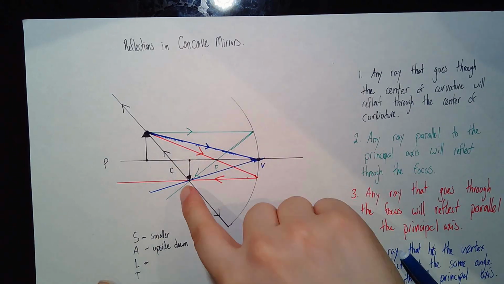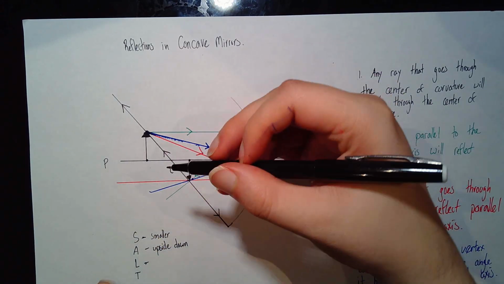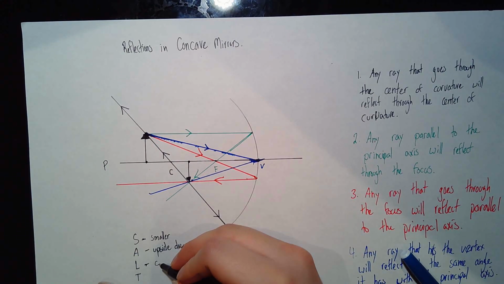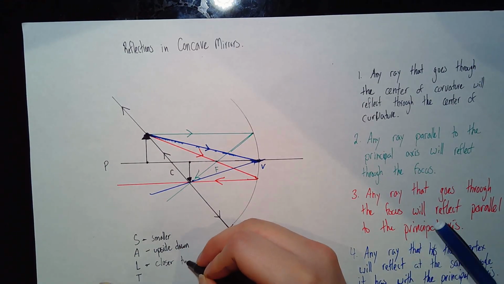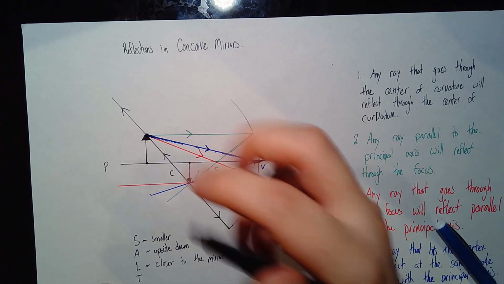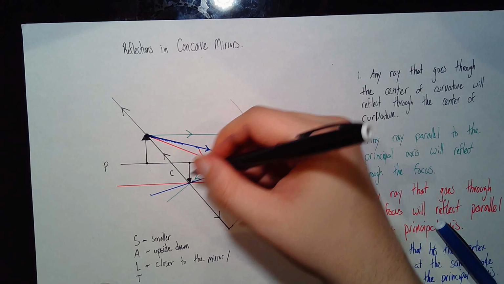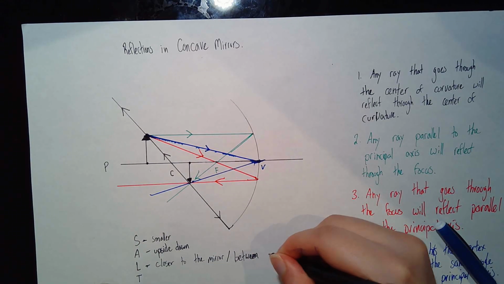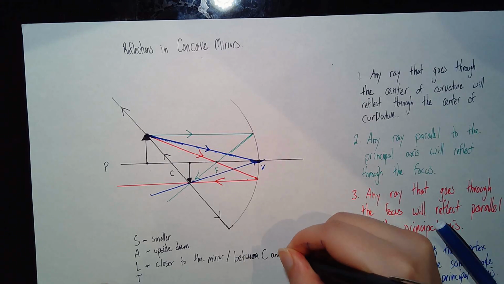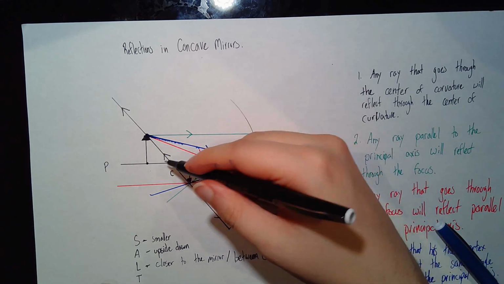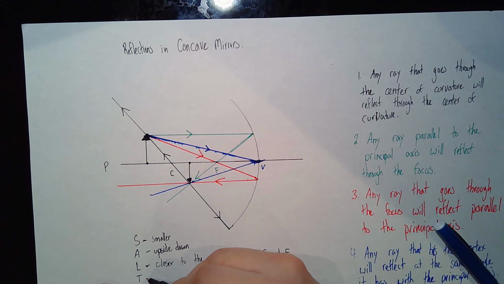The location. So there's 2 ways really that you can explain this. The first way is that it is closer to the mirror than the object. Another way you could say it is that it is between the center of curvature and the focal point, right? So those are 2 different ways to describe the location.